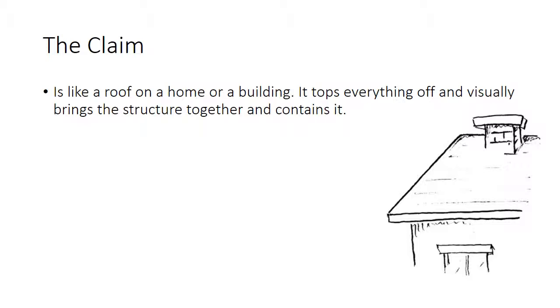Okay, the claim is like a roof on a home or a building. And hopefully as we go through this analogy throughout the presentation, you'll agree with me. A roof, if we think about it, tops everything off, visually brings the structure together, and contains it in one place, right? If we didn't have a roof on top of a house, what would happen? Well, we could see in from the top, it might not look right, it might get rained on and everything inside would get ruined. It wouldn't really be a building, right? If it didn't have a roof, it would just be some walls standing out in a field somewhere or in the city somewhere.